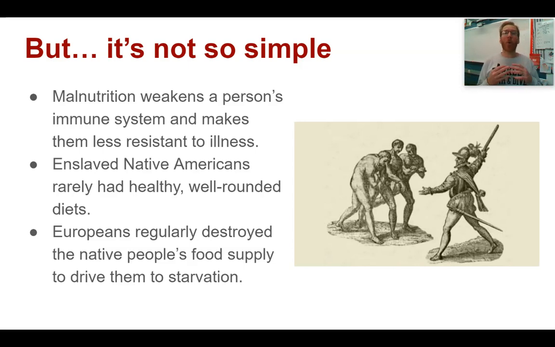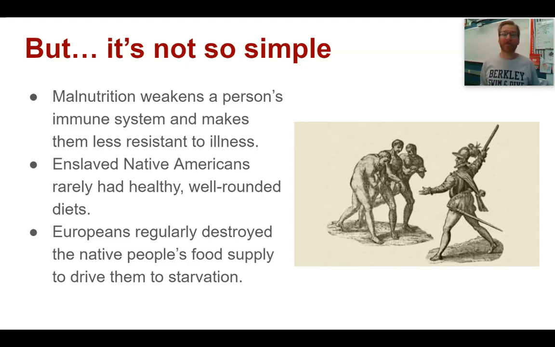Malnutrition is a horrible thing for our bodies, right? When we don't have enough good, healthy food, our bodies are less able to fight off illness. And this means that once these European diseases arrive, if we are strong and healthy to begin with, we've got a decent shot of survival. But if we're already weak, our chances of survival drop significantly. And enslaved Native Americans rarely had a healthy, well-rounded diet.